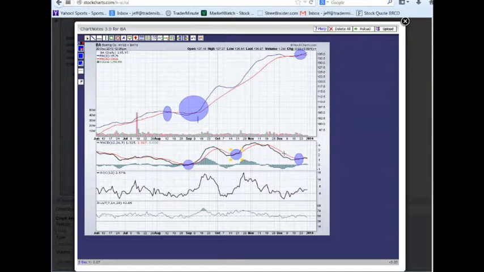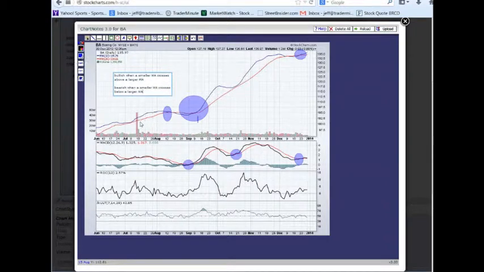Now, most MACDs will actually use exponential moving averages. That's why you'll see they're not fully correlated on here, because I put simple moving averages. But the concept's the same. It's the whole idea of a moving average concept where it's bullish when a smaller moving average crosses above a larger moving average. It tells you the stock has momentum.